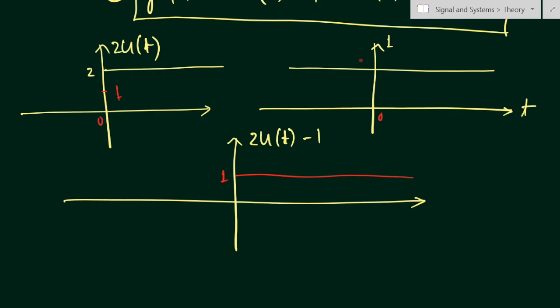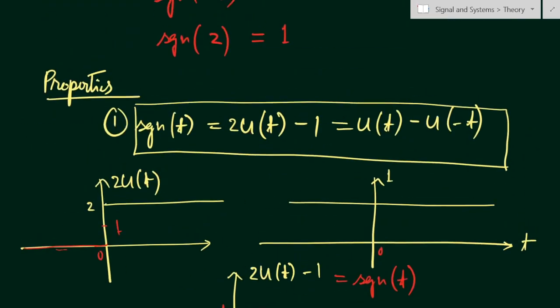So 1 minus 1, what will we have? We will have 0 value here. And for t less than 0, here we have 0 value. So 0 minus 1, what will we have? We'll have a minus 1 value. So this is nothing but a signum function Sgn of t. So we have seen this first part.